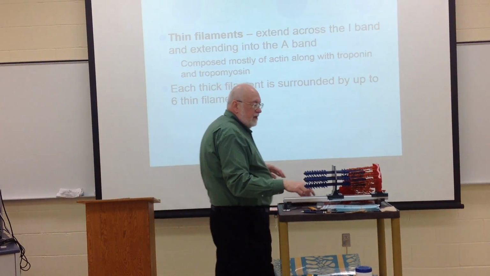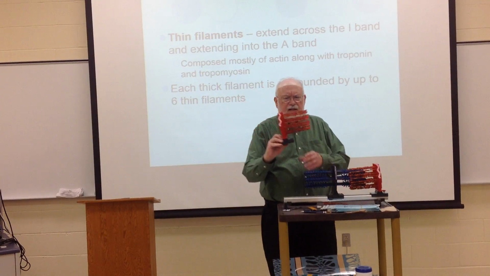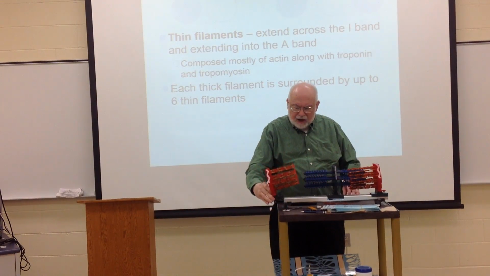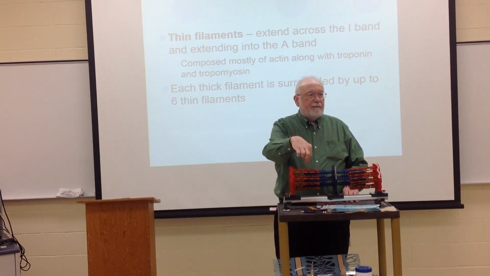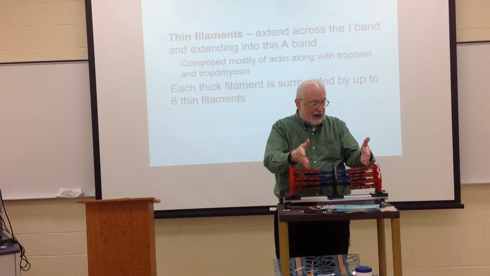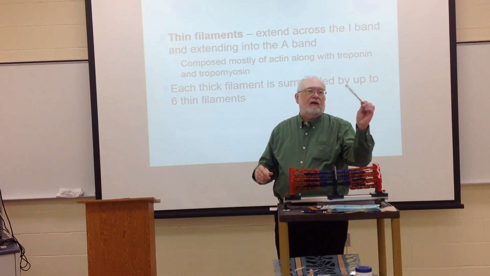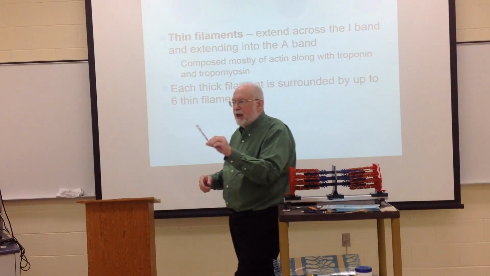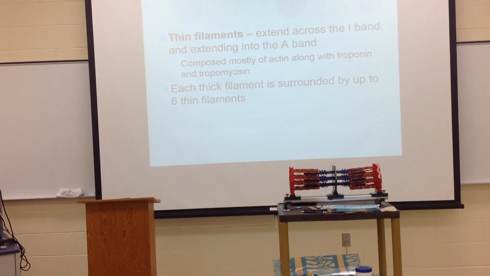And then the thin filaments, well, they're out here on the ends, and here's a whole bunch of thin filaments. As you note, when we put this together, there's an overlap of thick and thin filaments in the A band area. Here is one thin filament, and I'm going to pass this one around so you can take a look at it. Now, it's made of three different proteins. Well, actually, it's more than that, but three types of proteins.